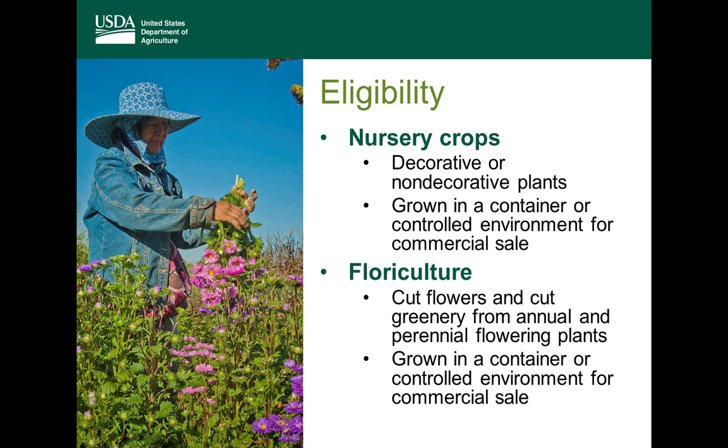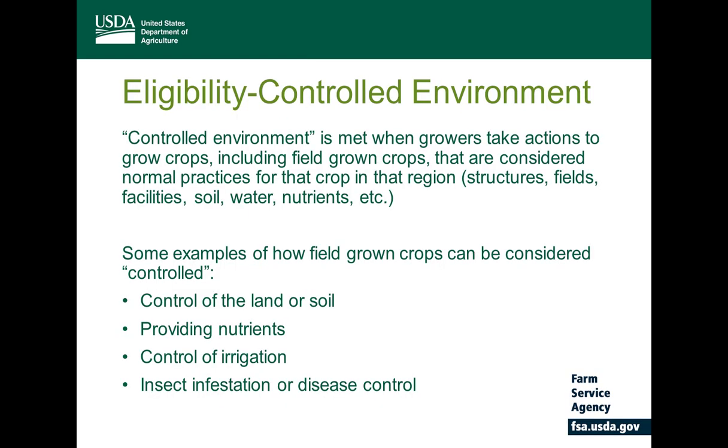So when we're looking at CFAP, nursery crops are decorative or non-decorative plants grown in a container or controlled environment for commercial sale. And floriculture is cut flowers, which includes cut greenery from annual and perennial flowering plants, which is also grown in a container or controlled environment for commercial sale. Now, I know the next question you're going to have is, what is controlled environment?